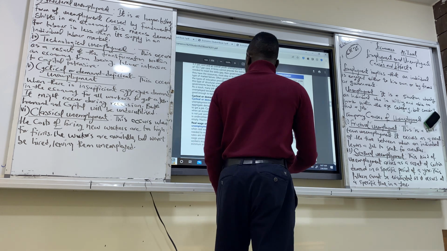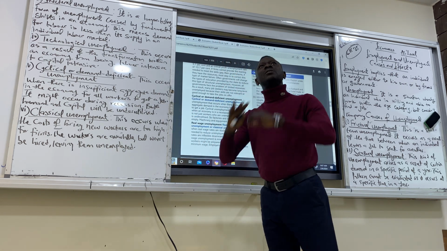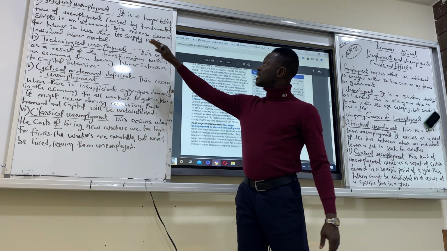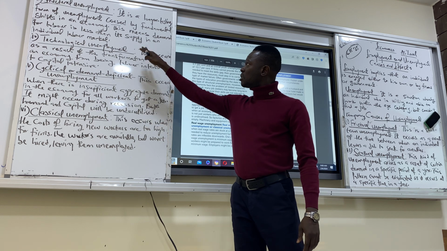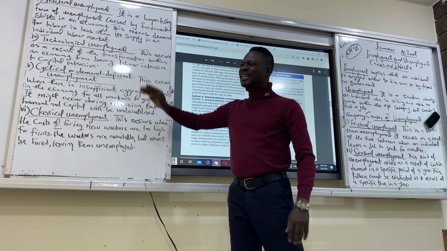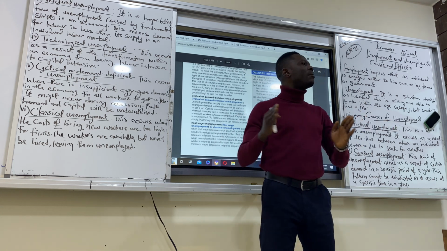Then that takes us to structural. The word structure, how things are. This is a longer lasting form of unemployment caused by fundamental shifts in the economy. This means demand for labor is less than its supply in an individual labor market.